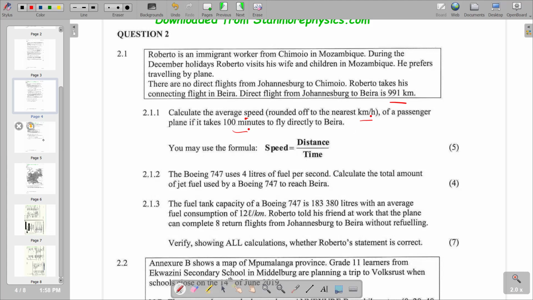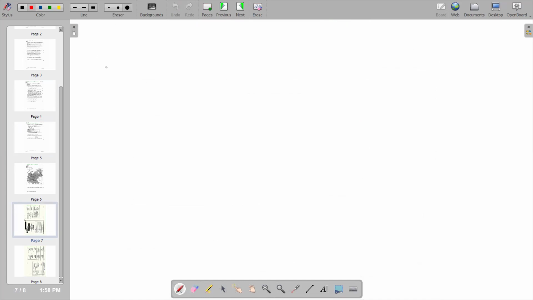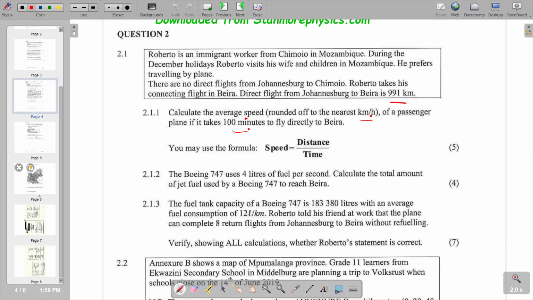So we go to our answer section. We're going to start by putting down the formula, whereby this is going to be our 2.1. So we are saying 2.1.1, whereby we are given the formula is speed is equal to distance over time.